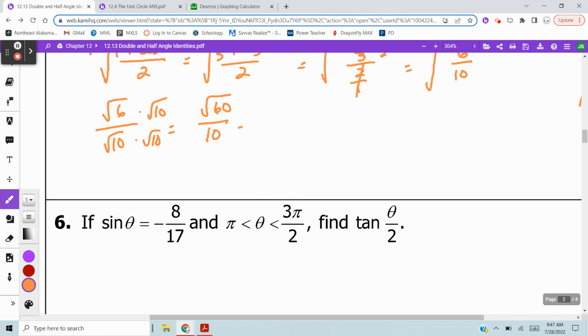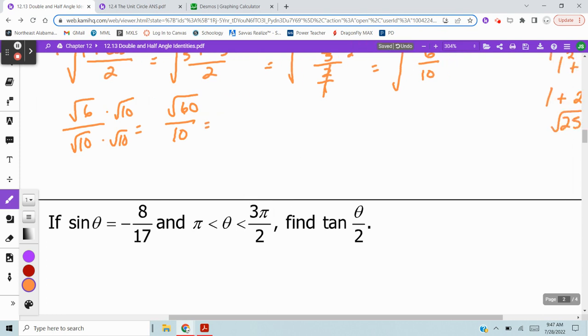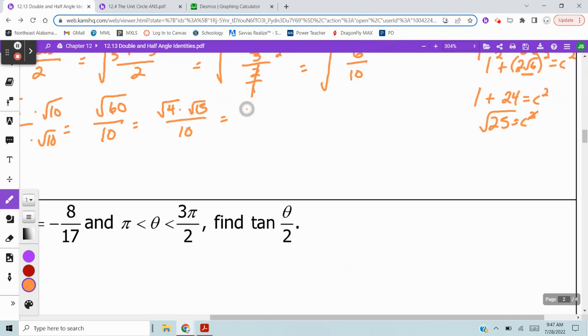Now we can go a step further here. The square root of 60, I believe, is going to clean up a little bit. We can split that into the square root of 4 times the square root of 15 just to clean it up. The square root of 4 is 2. We don't know what the square root of 15 is, over 10. Then that 2 and 10 can actually reduce. That'll give us 1 root 15 on top, and a 5 on the bottom.